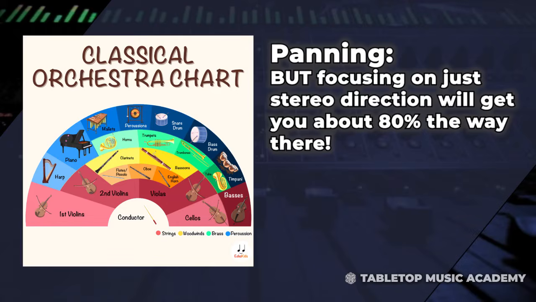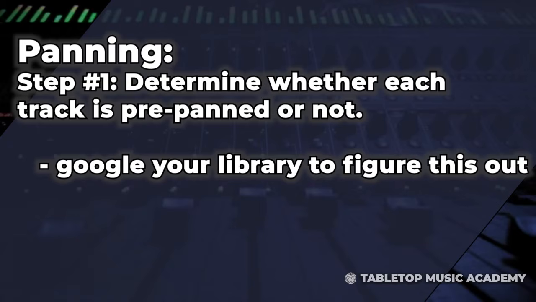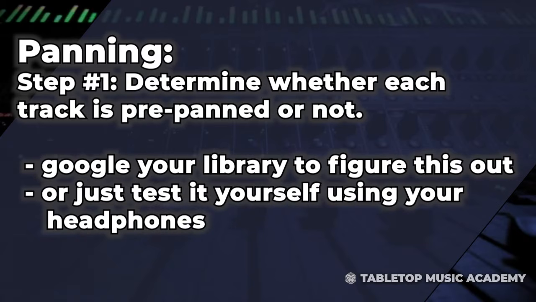Now, if you're working with instrumental music, this is going to be simple enough. Step number 1 is to just determine whether the sound library or track you're working with is pre-panned or not. Some sound libraries and recordings will sound pre-panned just by virtue of how they were recorded. So if you know what library you're working with, you can always just Google it to see if it's pre-panned or not. But if not, you can use the simple headphone test.